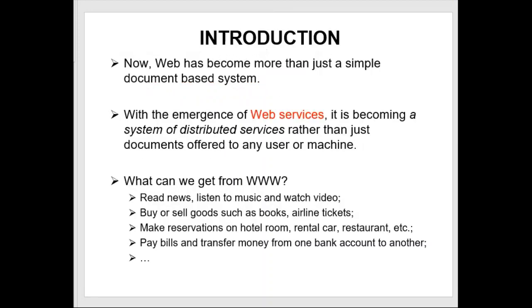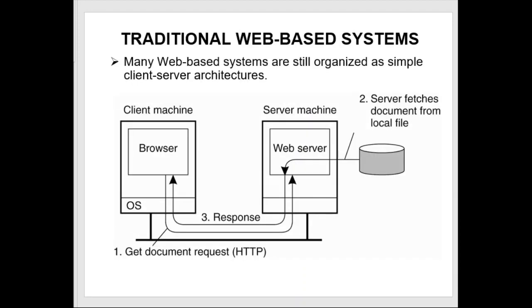The web has become more than just a simple document based system, and with the emergence of web services, it is becoming a system of distributed services rather than just documents offered to any user or machine. So, what can we get from the World Wide Web? As everybody knows, we can read the news, listen to music, watch videos, buy or sell goods like books, airline tickets, make reservations for hotel rooms, rental cars, restaurants, pay the bills, and transfer money from one bank to another bank.